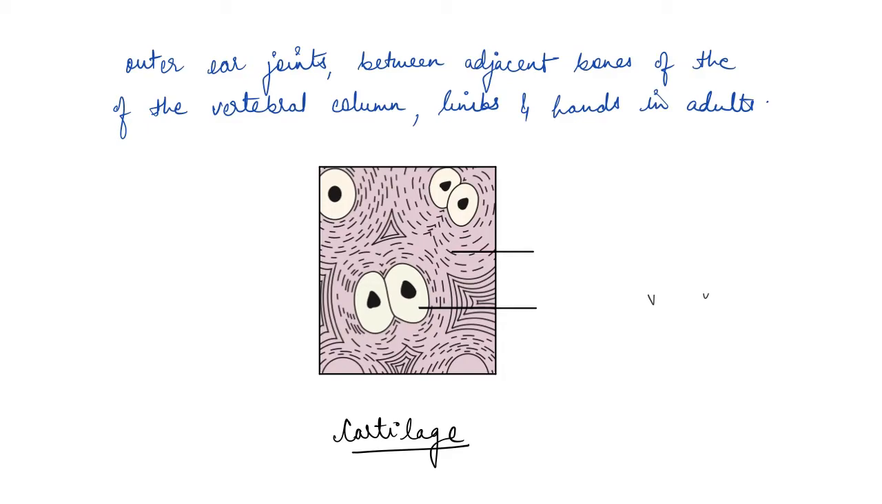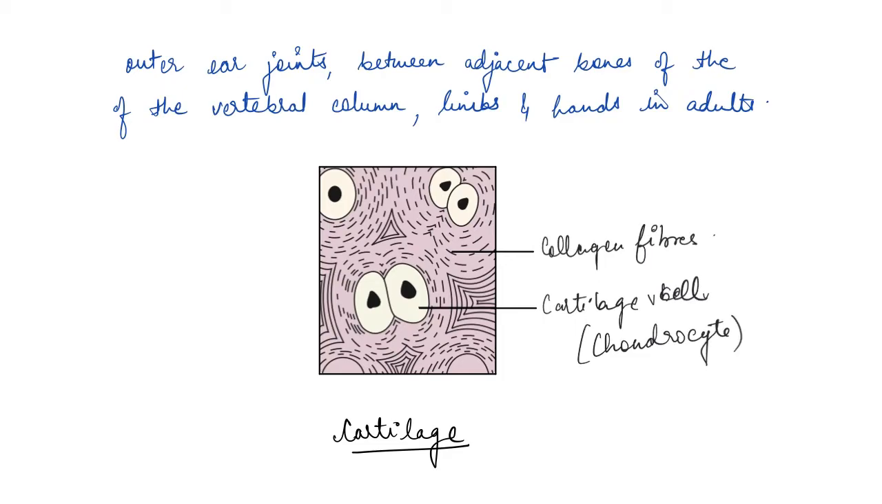Again, it is because we want to be flexible. It is to basically provide flexibility to our vertebral column and limbs, our hands and legs, right? So these are nothing but cartilage. Now, if you see the diagram here, you'll see that these are the collagen fibers. So we have the collagen fibers, and in between those fibers, we have the cartilage cells. Now, these cartilage cells are known as chondrocytes, right? So this is the structure of the cartilage.